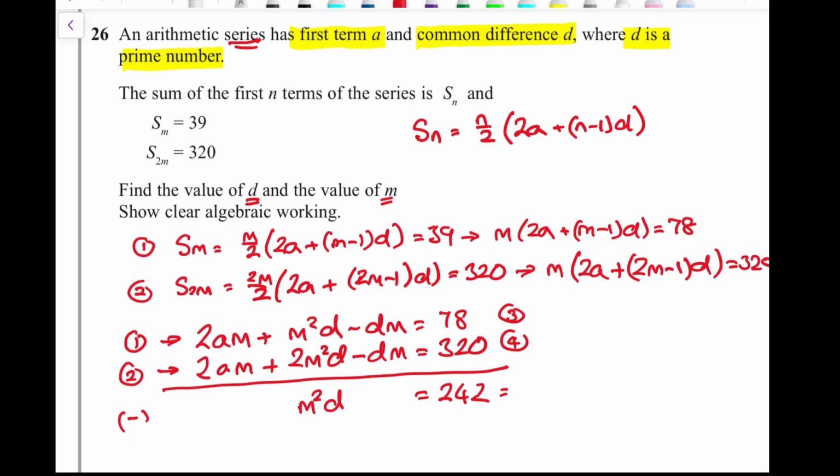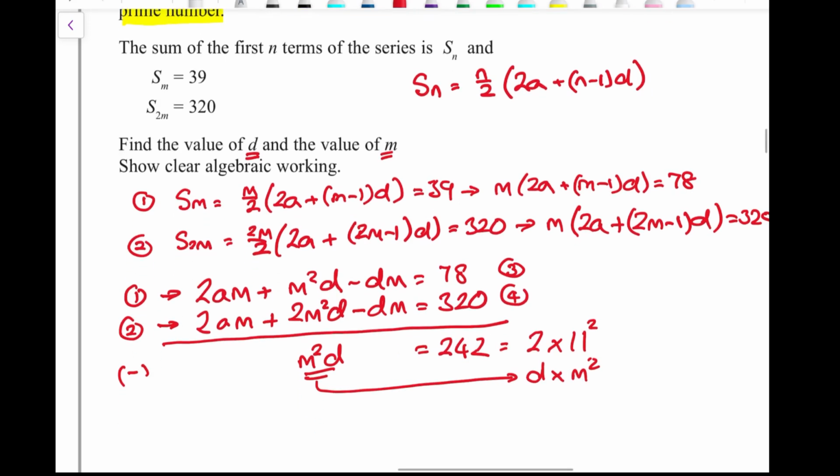Okay, great. If in doubt, sometimes the thing that can save you is to go back to your prime factors. You can either use your calculator, there's a button that will do it for you, or you can work it out using a factor tree, but you'll find that 242 is the same as 2 times 11 squared. And you'll remember this is the same as m squared times d. So if I rewrite this here underneath, that's d times m squared. Just by comparison, it must be the case that d is equal to 2 and m is equal to 11.